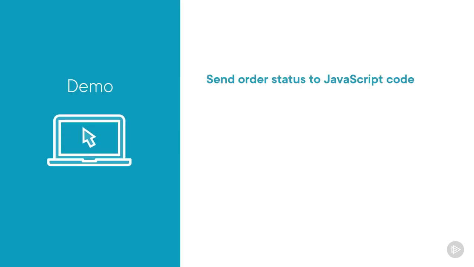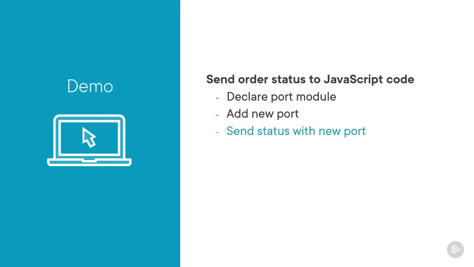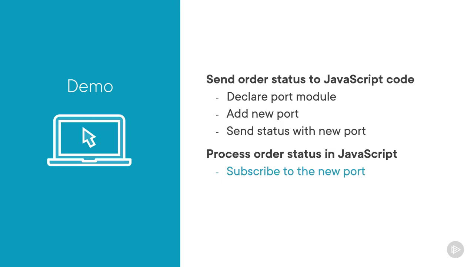We are going to send the order status from our Elm code to JavaScript code. To achieve this, we'll declare the current module as a port module, then add a new port and a new command to send the order status with a new port after receiving a valid response from the API server. We also need to add some code to process the order status in JavaScript. We need to subscribe to the new port and add a new function to process incoming data.